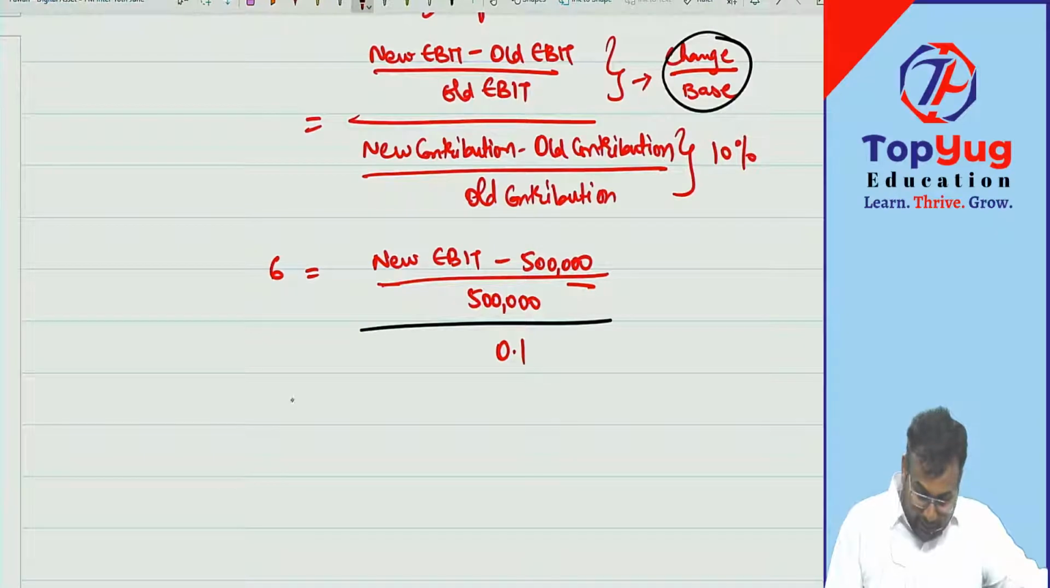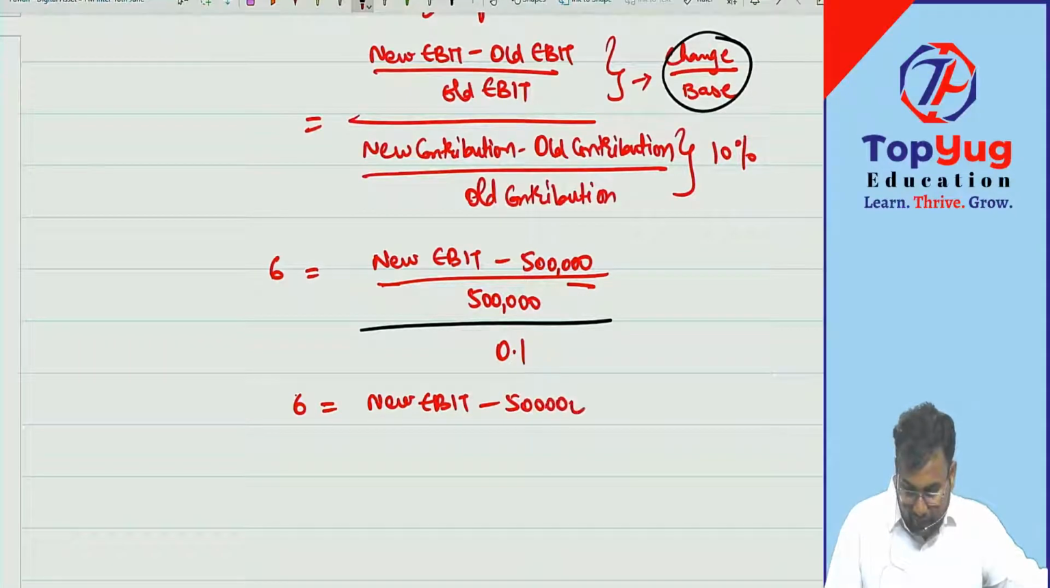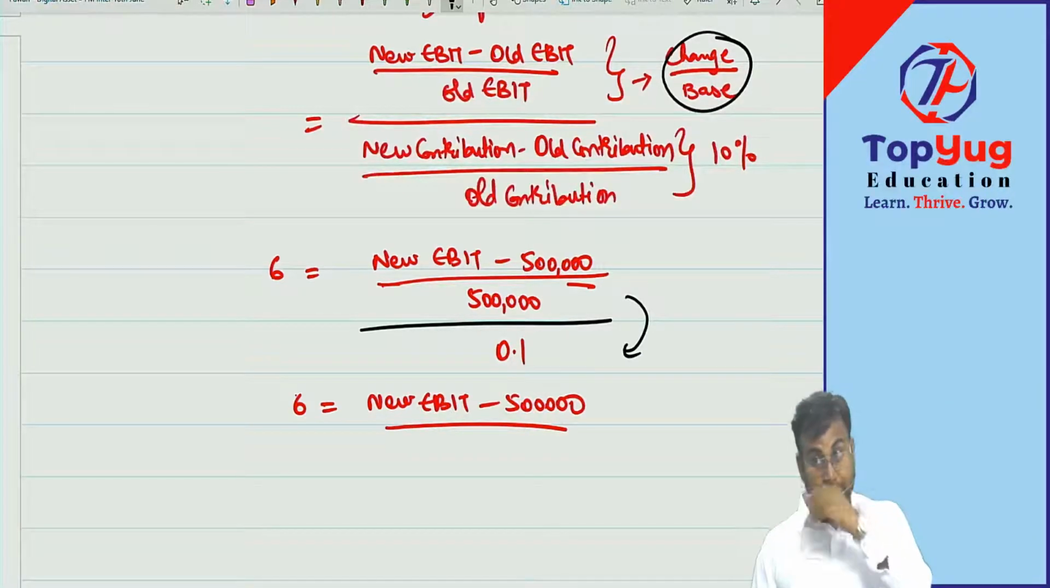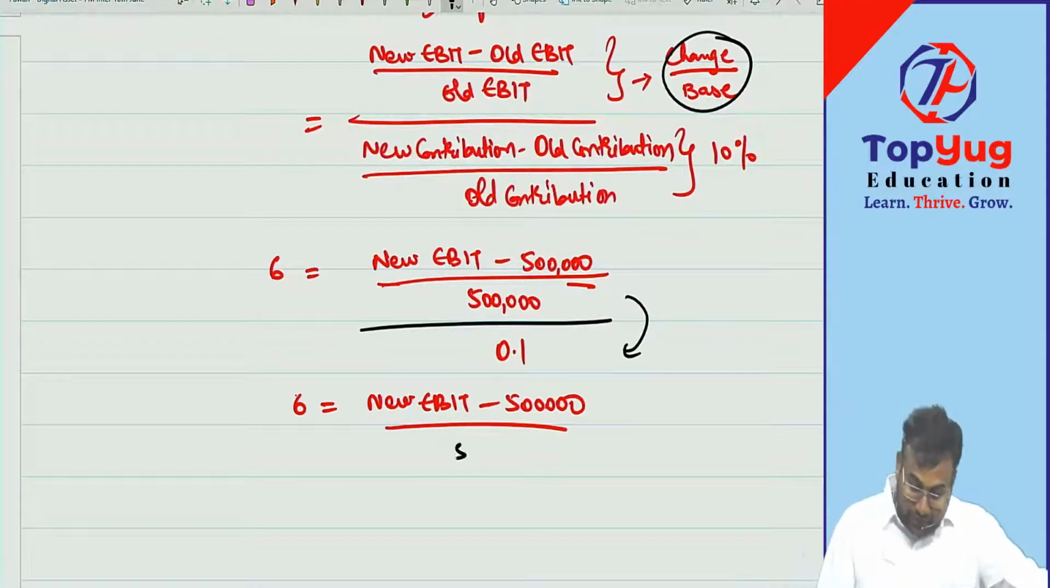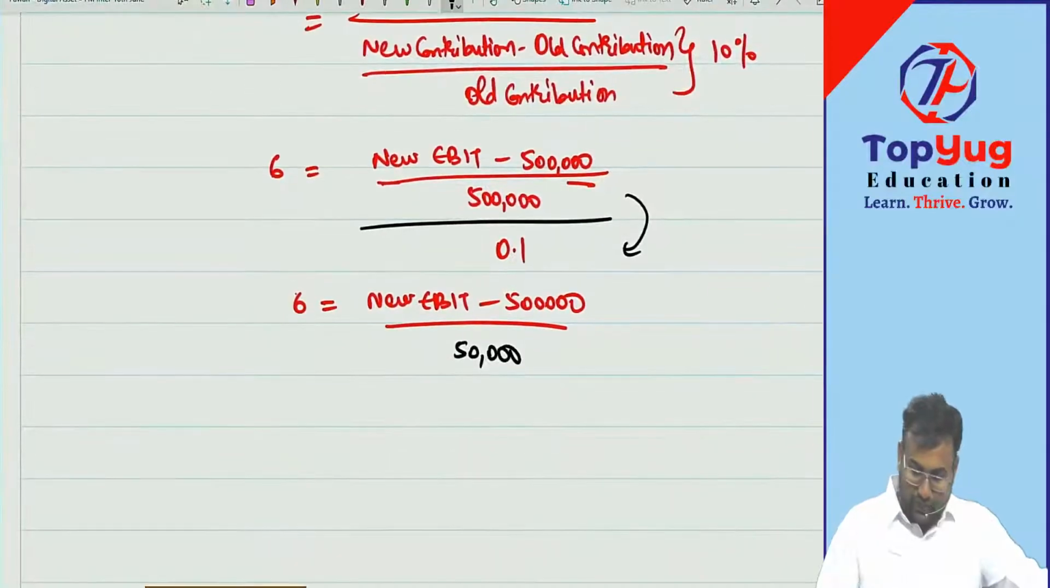Again, let me just redo it. Can I rewrite this as 6 is equal to new EBIT minus 5 lakhs, and I take this 5 lakhs in the denominator. Done? So how much would it be? 50,000. Are we all good here? I'm just simplifying the whole stuff.